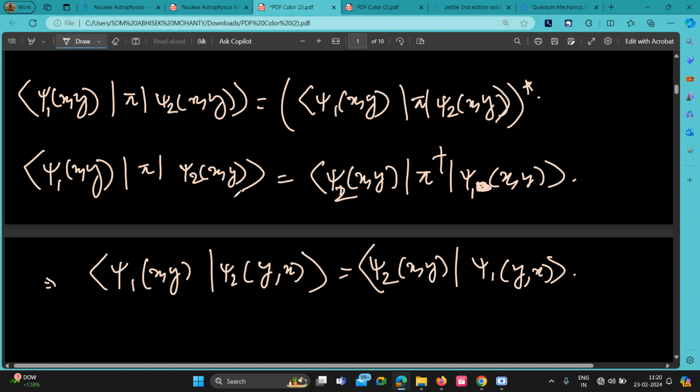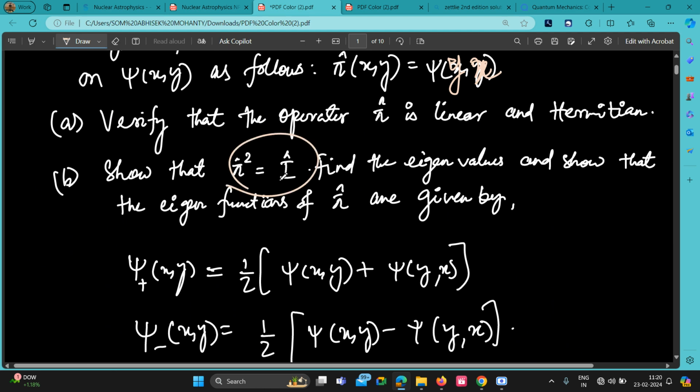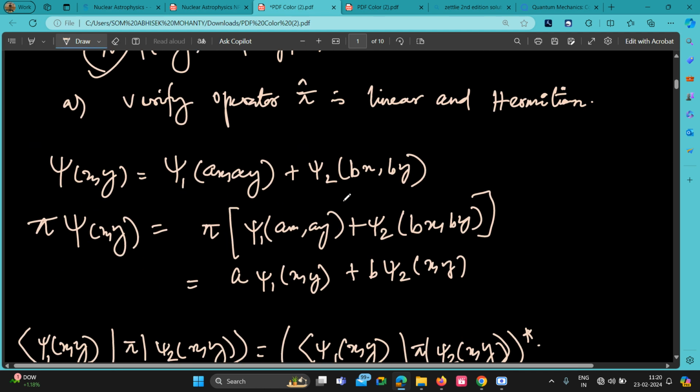Next, what we have to show? We have to show that π square is equal to I. Find the eigenvalues. Okay, let's try to find it. It's a bit of a theoretical question. A bit of logic is required. We have to show π square is equal to I. So suppose I operate π square on psi.